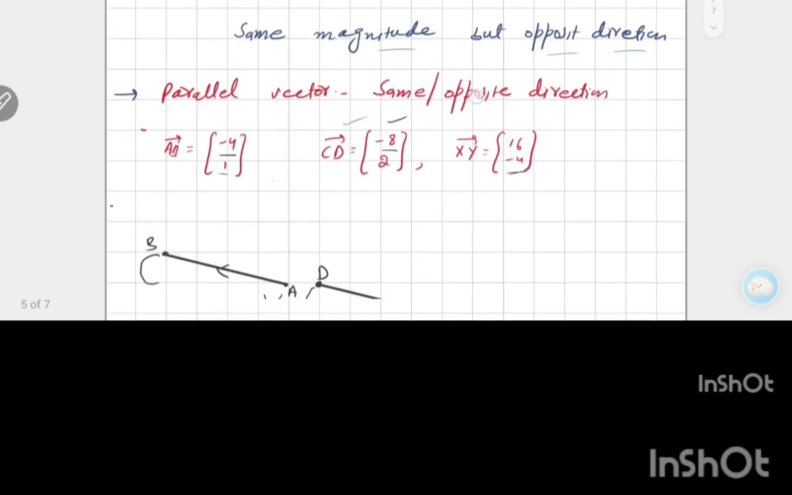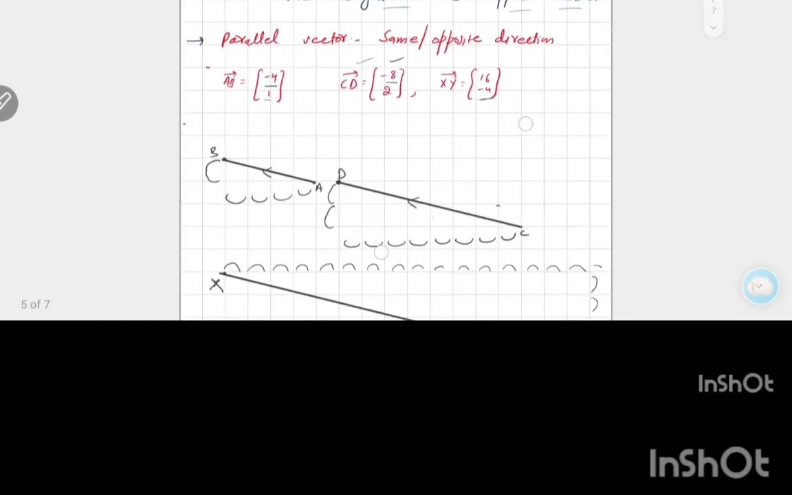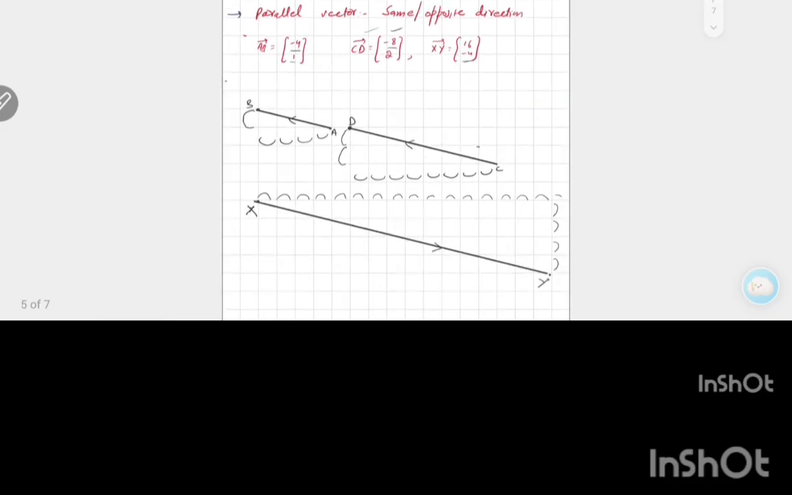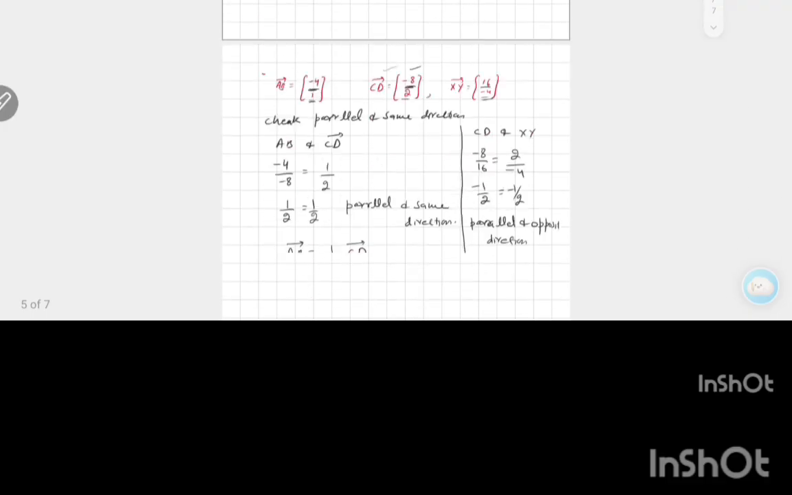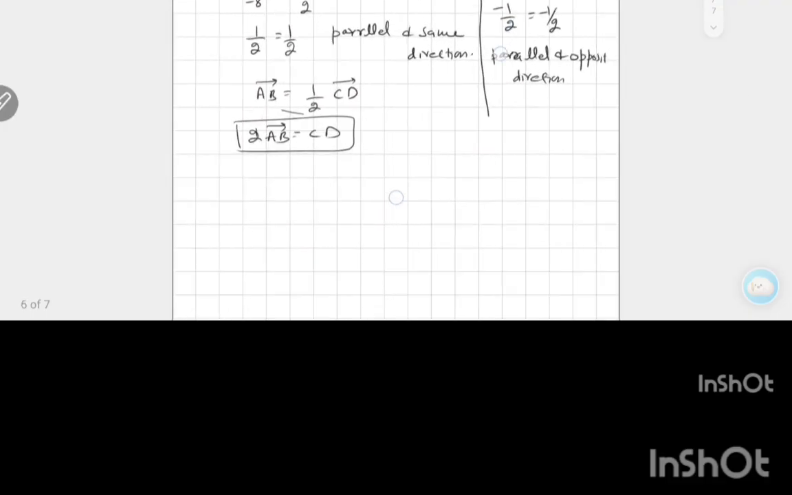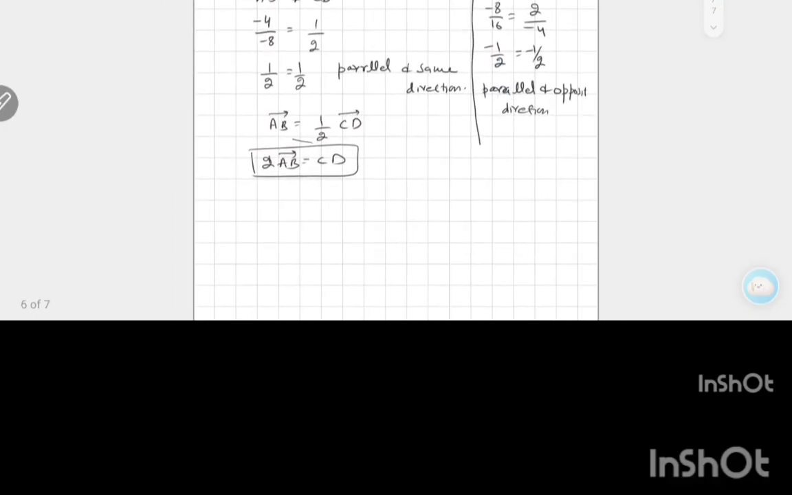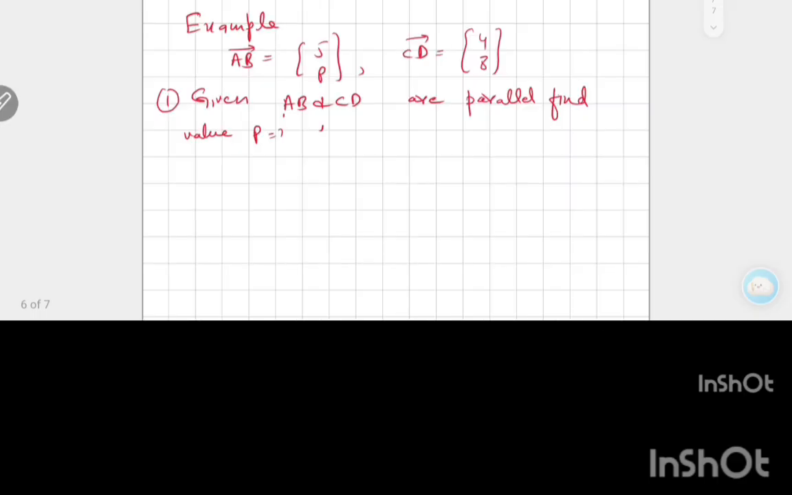First of all, you have to sketch the vectors. Also we have to find which vectors are the same, parallel and opposite direction. Okay, next example: AB is the vector (5, P), and CD is the vector (4, 8). Given AB and CD are parallel, find the value of P.